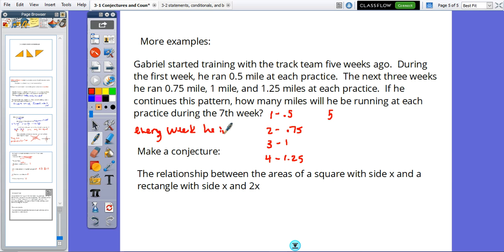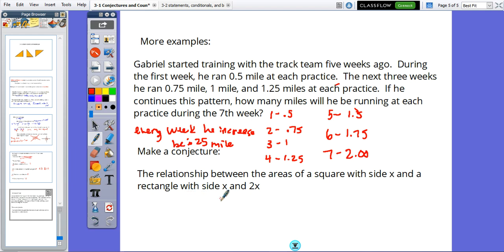he increases by 0.25. So that's how much he should be increasing. So technically, based off our conjecture in our pattern of connection, we see that at week 5 he should be at 1.5. At week 6 he should be at 1.75, and then at week 7, hopefully you guessed it, 2 miles.